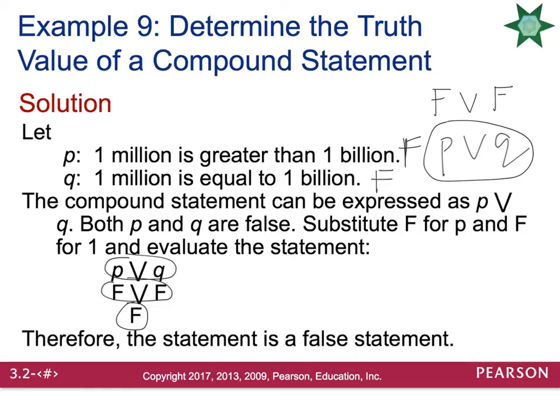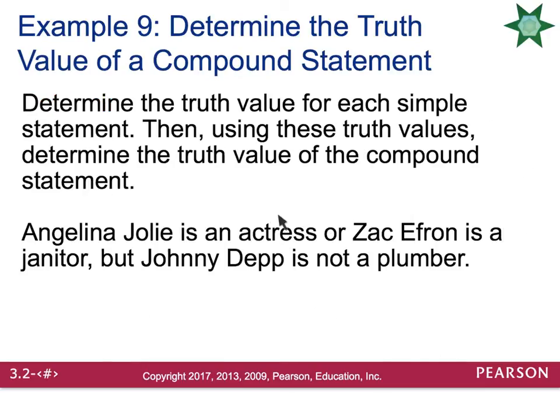It may seem obvious. Yeah, obviously 1 million is not greater than or equal to 1 billion. But we have to translate this into statements with symbolic logic to show the truth value for cases like this. And here's where it can get more complicated.